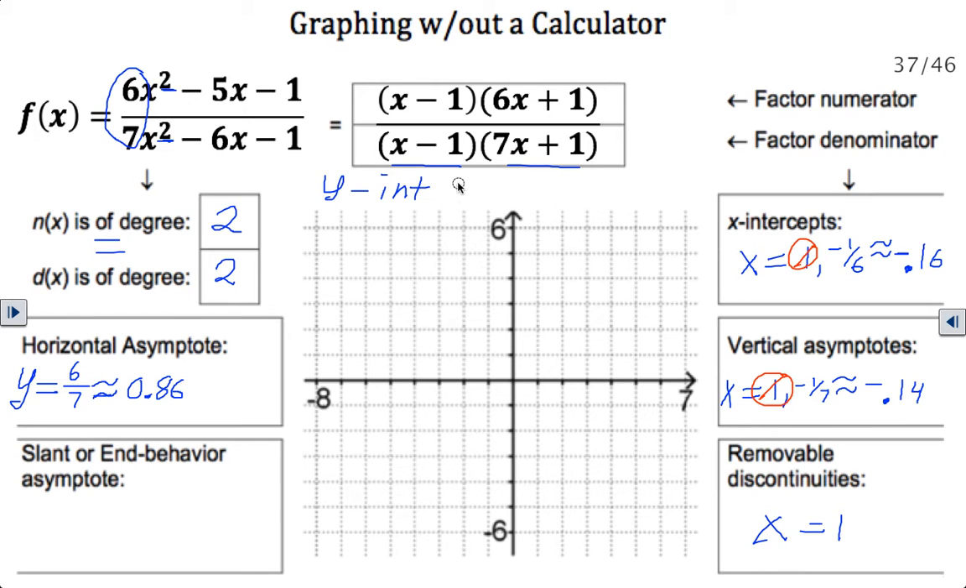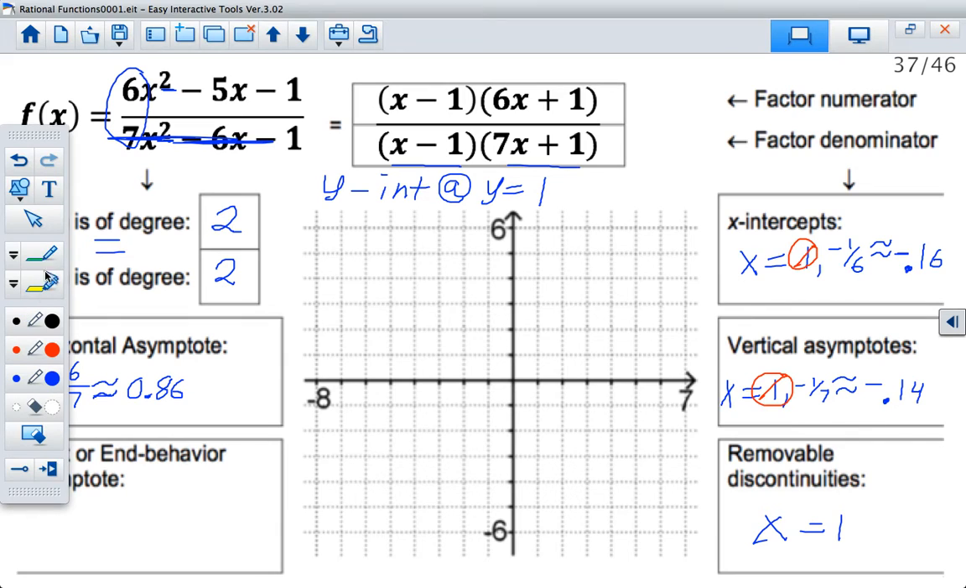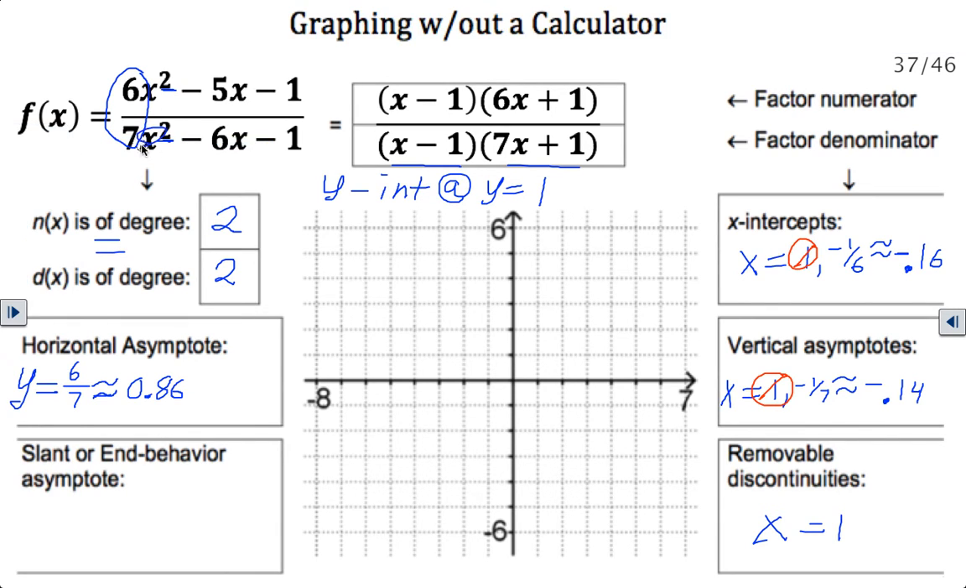So in this case, our y-intercept is at y equals positive 1. For your y-intercepts, just get rid of anything that has an x in it. If you feel like scribbling it out, you can. So your y-intercept is at -1 over -1, which reduces to 1. Because we have a horizontal asymptote, we will not have a slant or end behavior asymptote.